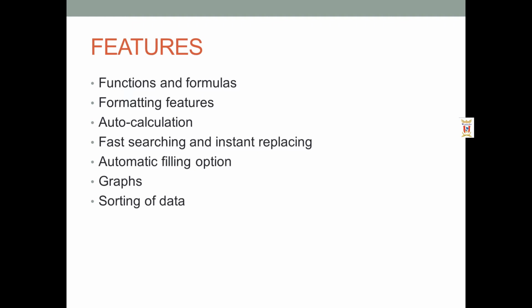Now in this, if you have calculated the data and you made changes in your data afterwards, the data will be recalculated itself. Next is fast searching and instant replacing of the data. Then entering data automatically. You do not need to write counting till 100. You can automatically fill it using autofill feature. Next is you can represent your data in the form of graphs. Then sorting of data and filtering of data is also possible in spreadsheet. Sorting is ascending and descending of data, and filtering is removing the data which is not required or hiding the data which is not required.